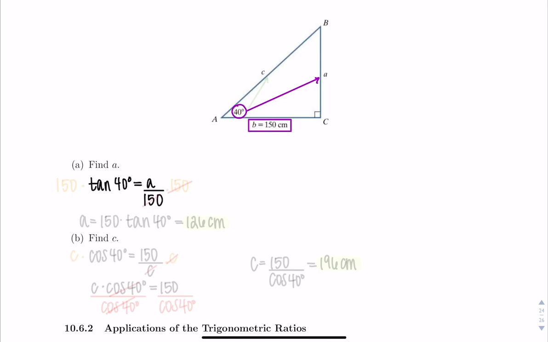And now solving for a, all we're going to do is multiply by 150 on both sides. So on the right hand side it cancels. We're just left with a. So a equals 150 times the tangent of 40 degrees. And putting that into your calculator, you get 126, and it would be centimeters.